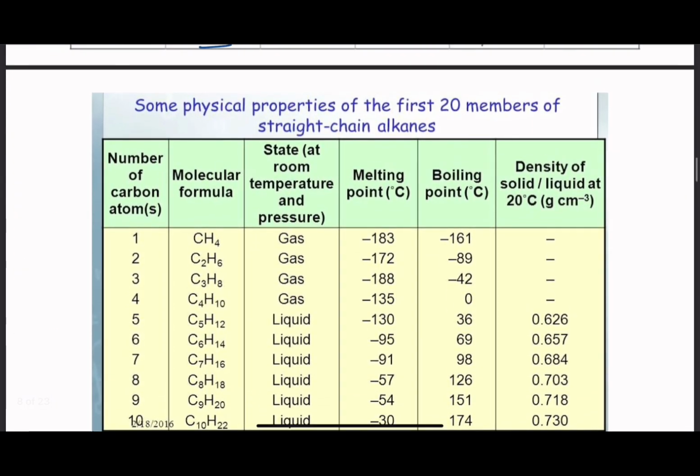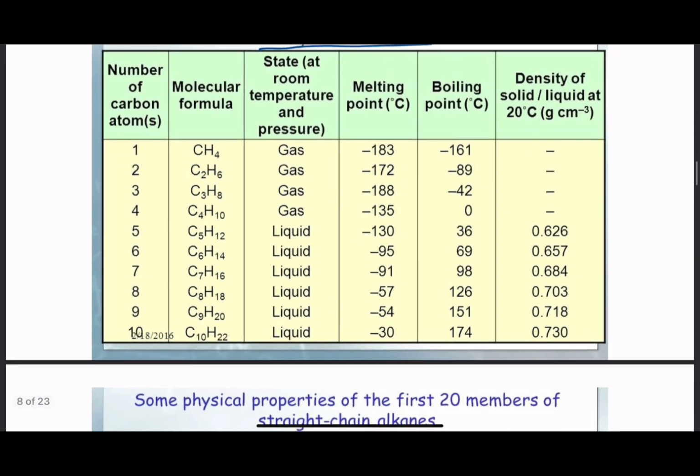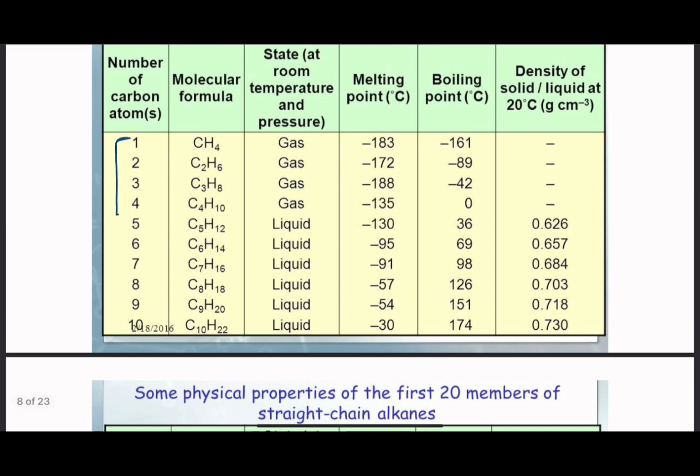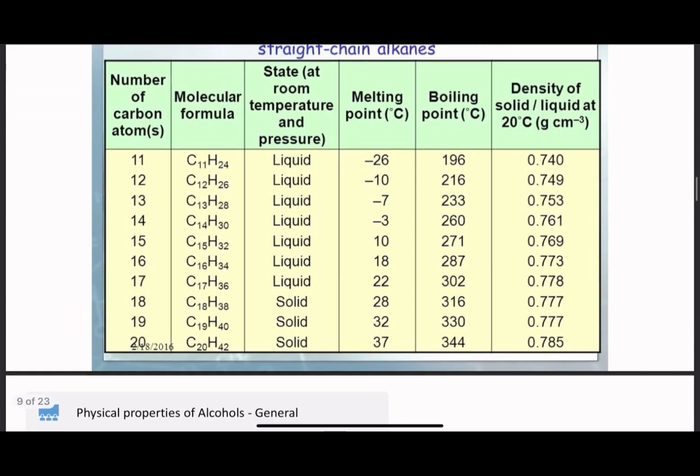Okay, some physical properties of the first 20 members of straight chain alkanes. So I told you guys, these are gas states. As you go up, it is liquid. Their melting points are increasing, boiling points are increasing, and densities are increasing as well. So from 17 upwards, it becomes solid, and melting point, boiling point, and density are increasing as well.